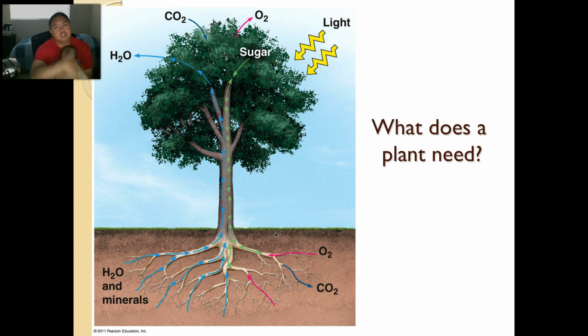So new topic now. We talked about all the parts of the plant. Now let's talk about what a plant needs to grow. Okay, so obviously it needs light, it needs water, it needs minerals. So if you want to grow a plant, those are the things that you need. Remember, it brings in carbon dioxide and it breathes out oxygen. And through the carbon cycle, through photosynthesis, it also creates sugars.